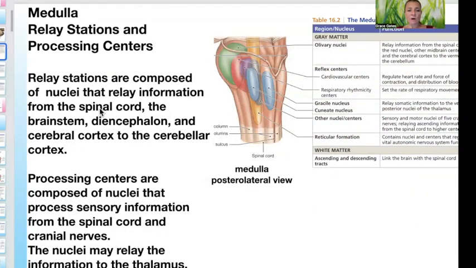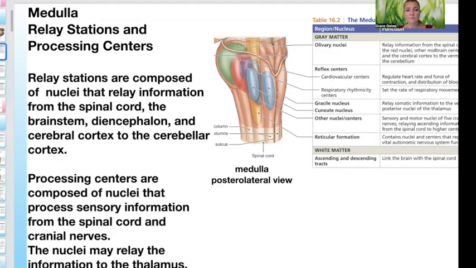Relay stations are nuclei that relay information from the spinal cord, the brainstem, other parts, the diencephalon, and the cerebral cortex to the cerebellar cortex. Processing centers are composed of nuclei that process sensory information from the spinal cord and cranial nerves. And these nuclei may relay the information to the thalamus.